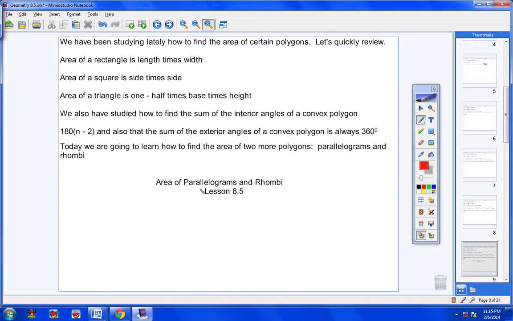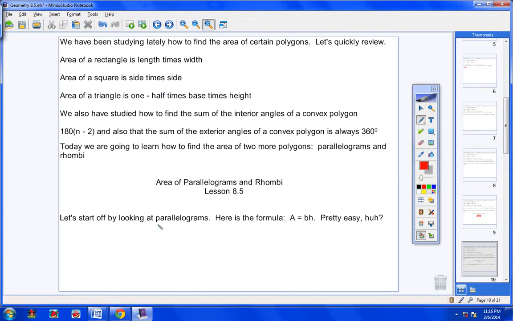And let's continue on. Please copy this in your notes. Area of parallelograms and rhombi, lesson 8.5, and the date. I encourage you to keep track of this. You don't have to, but I encourage you to. The date today is the 7th. Area of parallelograms and rhombi, lesson 8.5, and today is the 7th. Again, you know how I roll. I go fast. Pause the video when you need to.